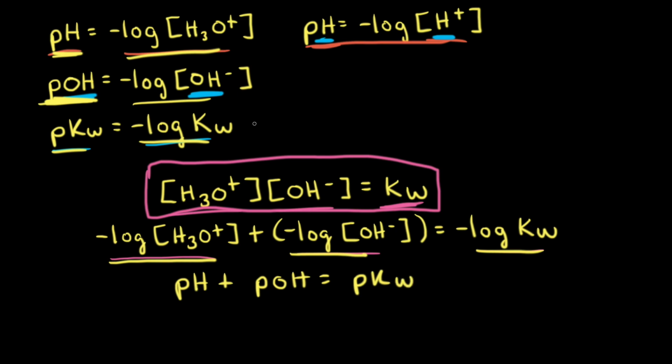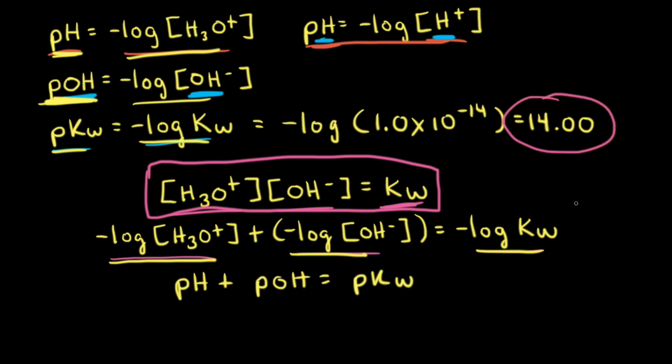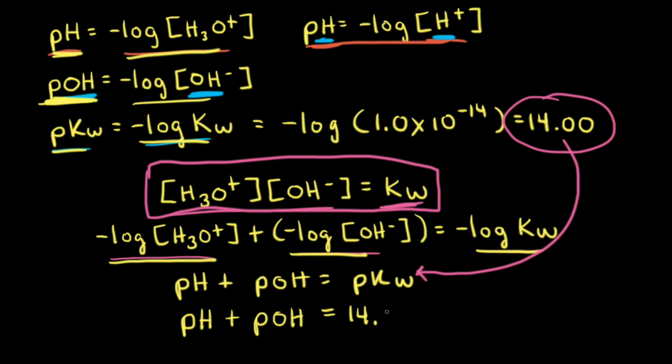At 25 degrees Celsius, Kw is equal to 1.0 times 10 to the negative 14. Therefore, the negative log of Kw is the negative log of 1.0 times 10 to the negative 14, which is equal to 14.00. So we can plug in 14.00 for pKw, which gives us a very useful equation that says that the pH plus the pOH is equal to 14.00. And this equation is true when the temperature is 25 degrees Celsius.